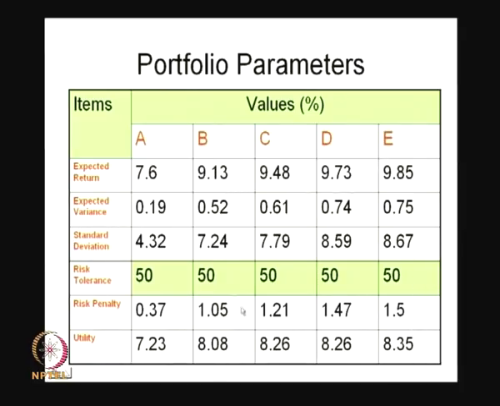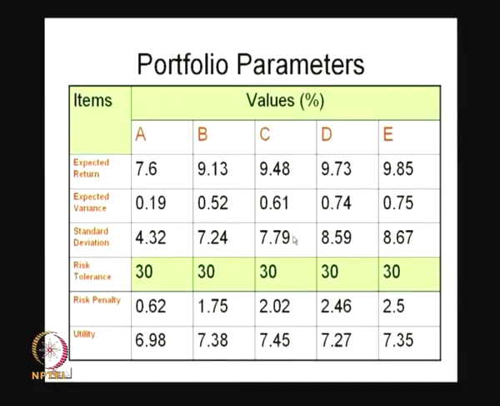That means from this table, after calculation of these items like expected return, expected variance, standard deviation, risk tolerance, risk penalty, and utility, with the risk tolerance of 50 for this investor, we find that the utility level is maximized for portfolio E, which is 8.35. Therefore, the investor should concentrate on portfolio E, which gives the maximum utility, 8.35, and is defined as the optimal portfolio.